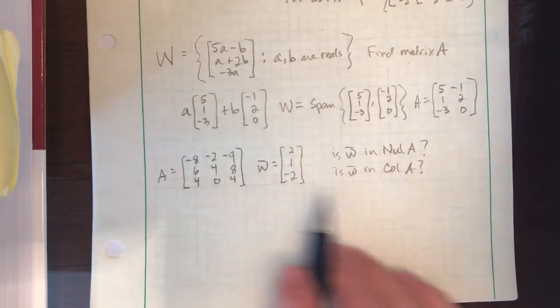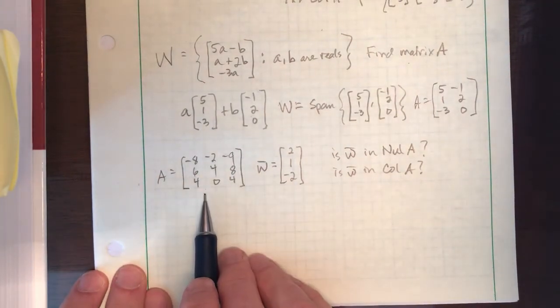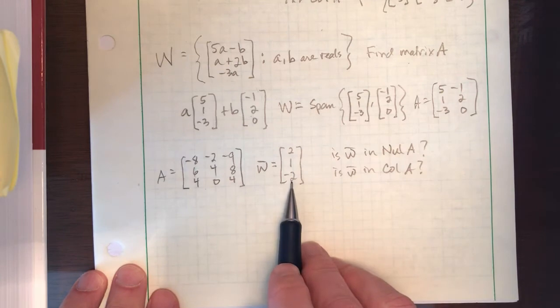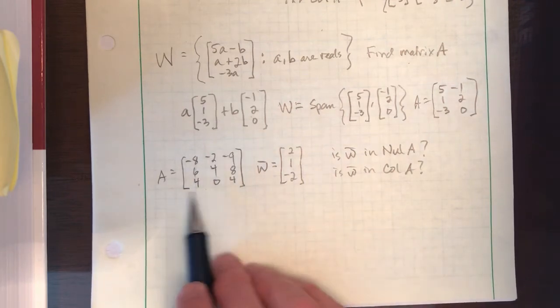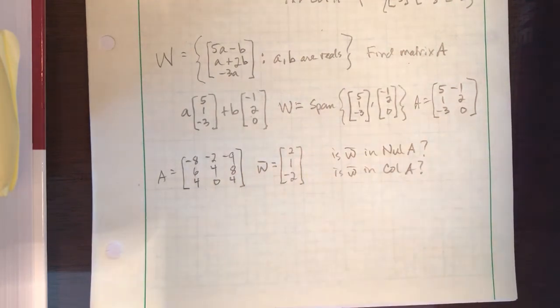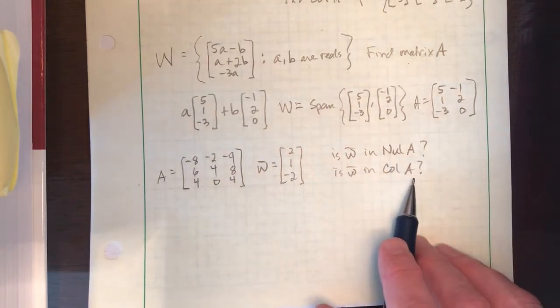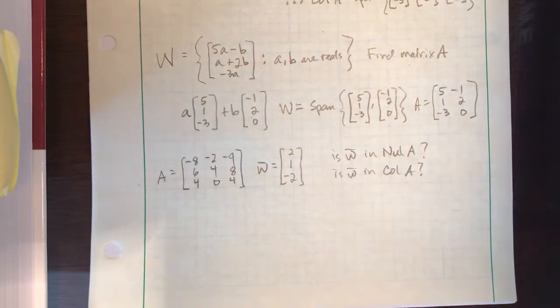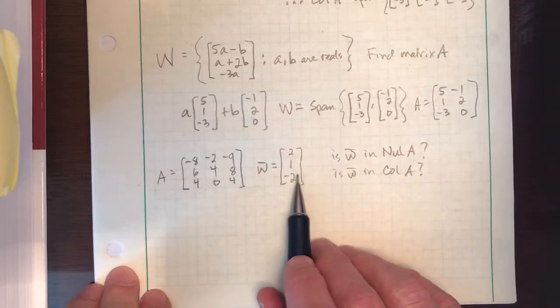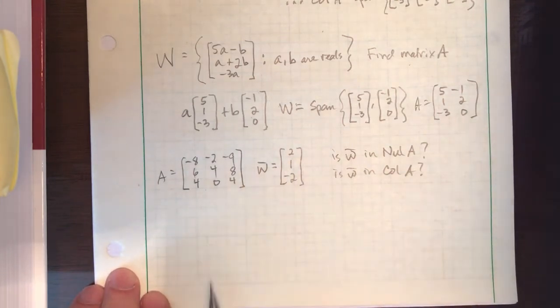Well, right off the bat, let's recognize that my matrix A is a 3 by 3. And so the W vector, which is in R3, could theoretically belong to either one, based immediately just on the dimensions. So my answer so far is I don't know, but it could be true. So let's start with the null space. What should be true? What would answer this question? Is W in the null space?